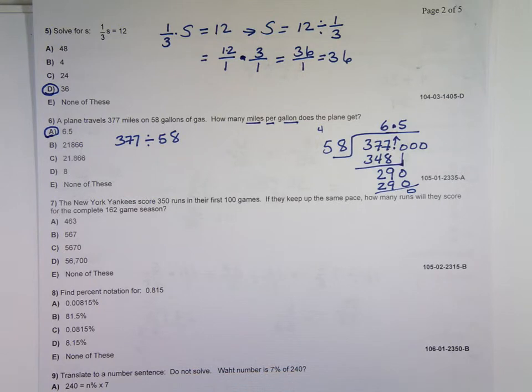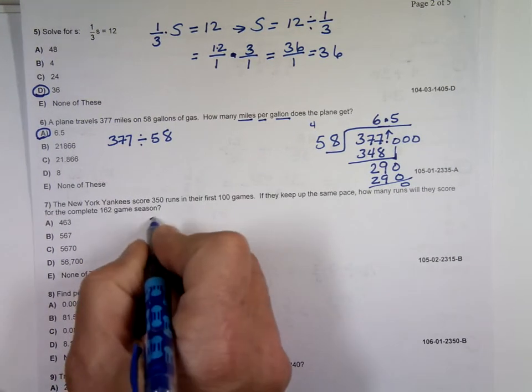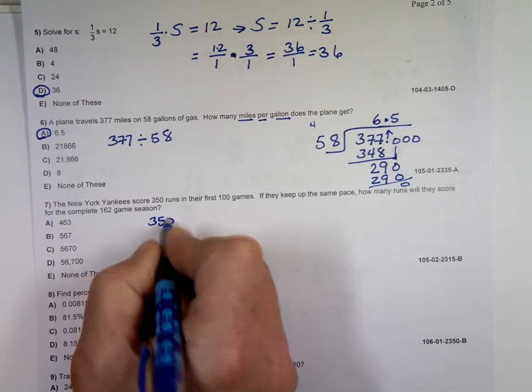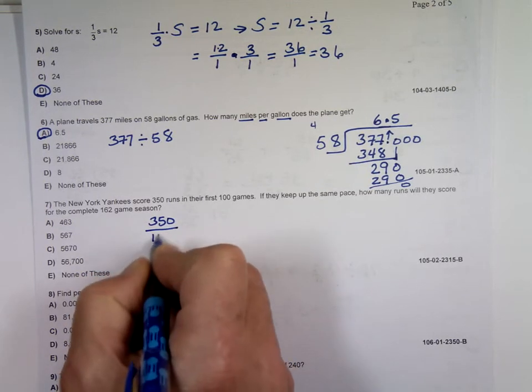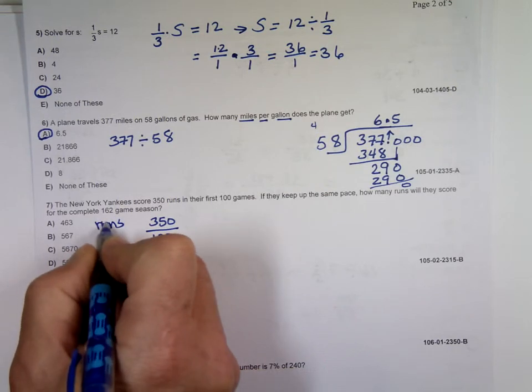The New York Yankees score 350 runs in their first 100 games. If they keep up the same pace, how many runs will they score for the complete 162 game season? We can do a proportion. I'm putting runs on the top, games on the bottom. So runs on the top, games on the bottom.